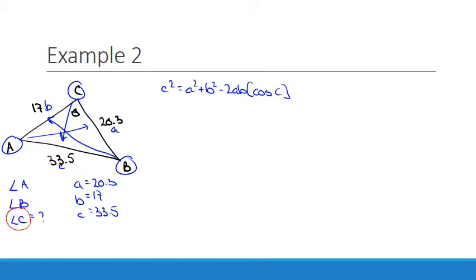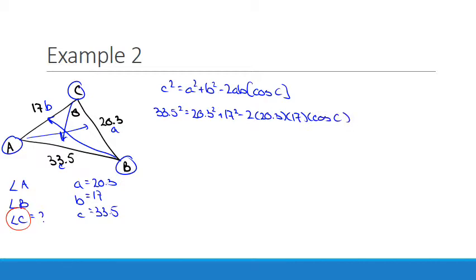Okay, but now this time I know c squared. So c squared ends up being 33.5 squared. A squared is 20.3 squared. B squared is 17 squared, I guess. Minus 2 times 20.3 times 17 times cos c.